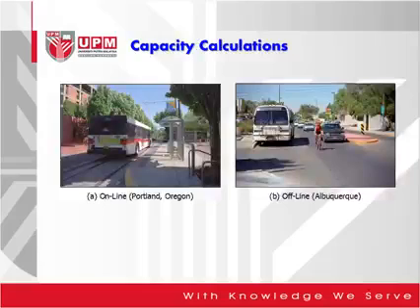We can see two pictures. One is the online bus stop. Online bus stop means that when the bus stops in front of a bus stop, it will occupy one lane of the traffic, so it will affect the traffic flow. On the right is offline, which means that when the bus stops, there's a bay for the bus to go into the bus stop, and it won't block the traffic along the routes.